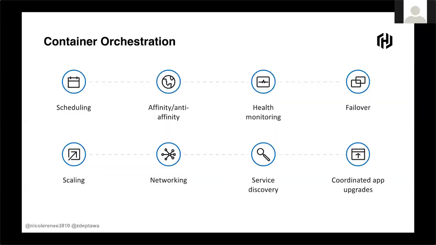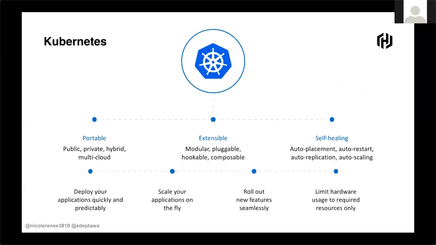And container orchestration handles things like scheduling, affinity or anti-affinity, which is how closely or loosely containers and services are deployed in pods, health monitoring, automatic failover, scaling, networking, service discovery, and coordinated application upgrades. And this is what container orchestration really excels at. And also, this is where Kubernetes comes in.